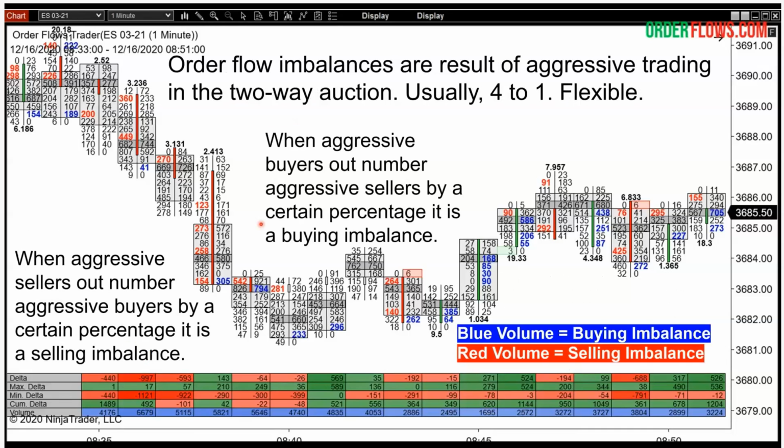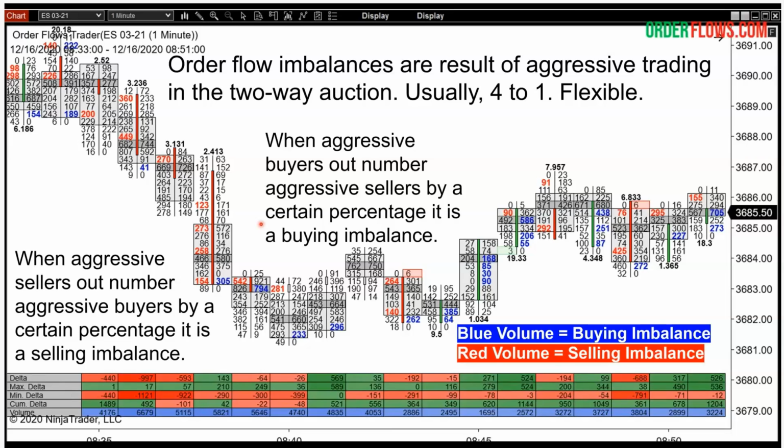Now, order flow imbalances are the result of aggressive trading in the two-way auction. You can determine what you consider an imbalance, okay? I mean, the industry standard is 4-to-1. Some people use 3-to-1, some people use 5-to-1, some people use 10-to-1, 9.87-to-1. It's up to you. The industry standard is 4-to-1. 3-to-1 is also very nice.